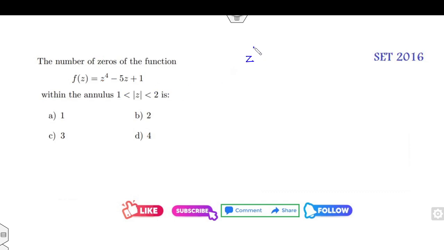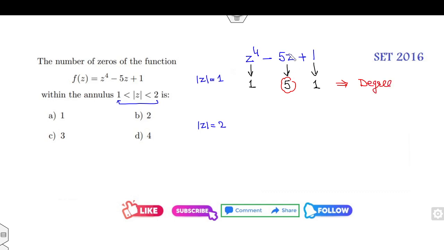Okay, look at that next question. Your target is to find the number of zeros that lie in the region between 1 and 2. So I can find the number of zeros on |z| equal to 1, and I can find the number of zeros on |z| equal to 2. After that, subtract the two. So on 1, this answer will be 1, this is 5, this is 1. So the maximum answer is 5. Corresponding to this case, the degree is 1.